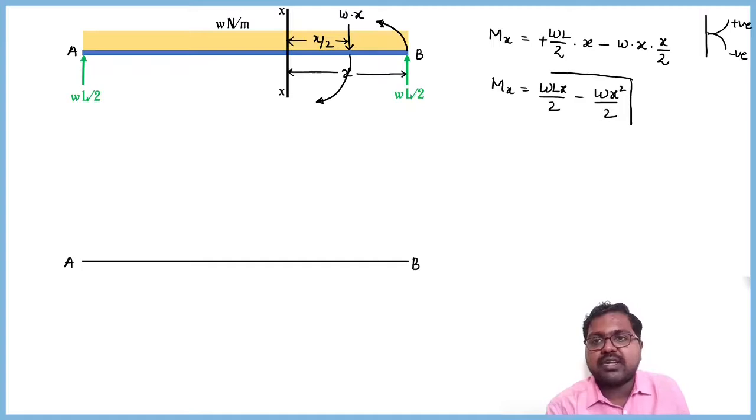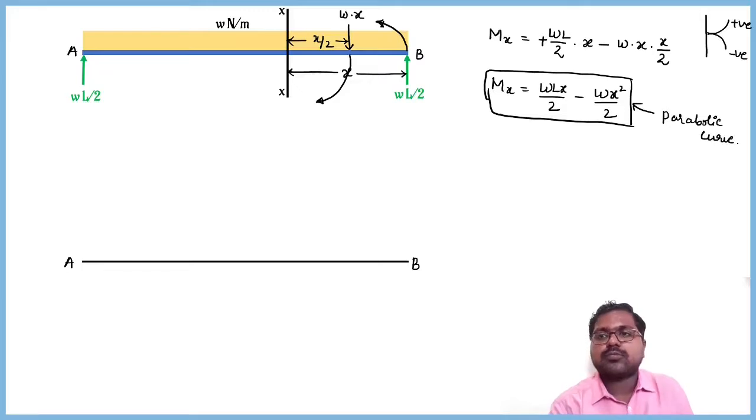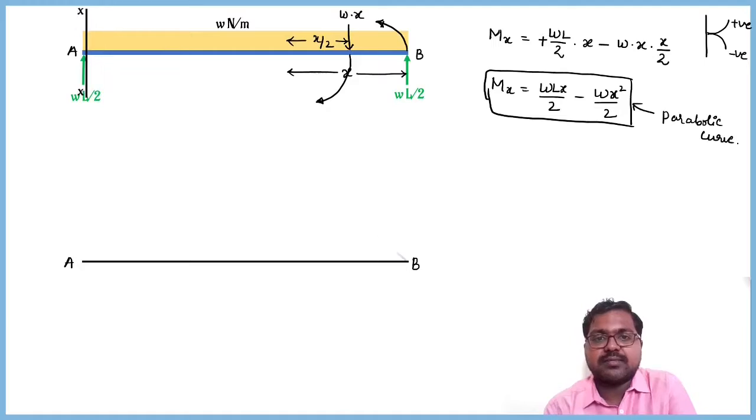So this equation is in the form of X square, like a quadratic equation. So here we will get a parabolic curve. So we have 0 at B and 0 at A. So in a parabolic path, using this equation Mx equal to WLX by 2 minus WX square by 2, the bending moment will vary. The bending moment will be like this.